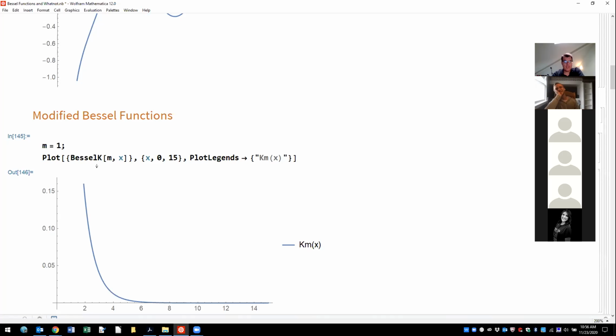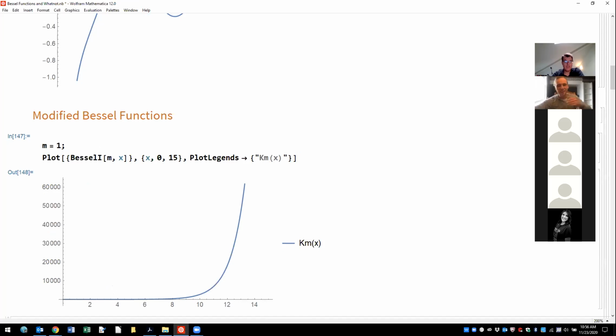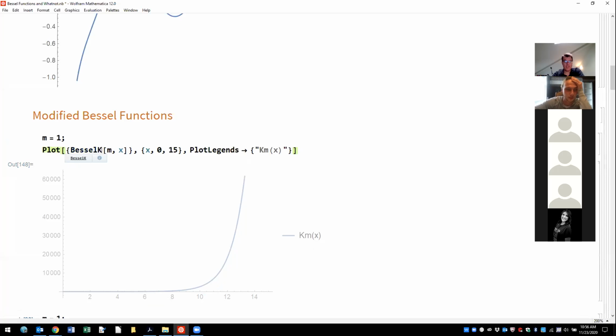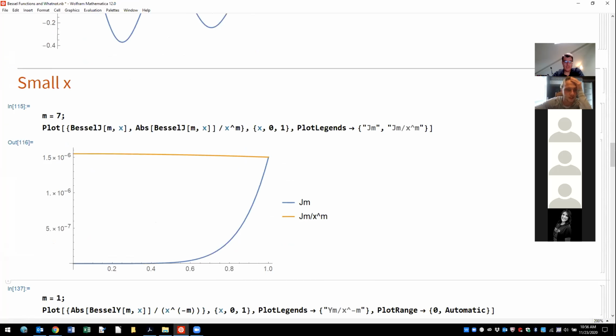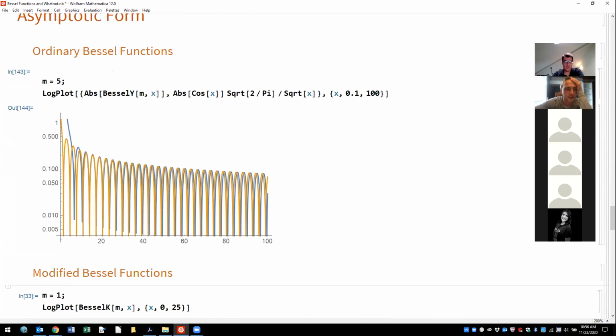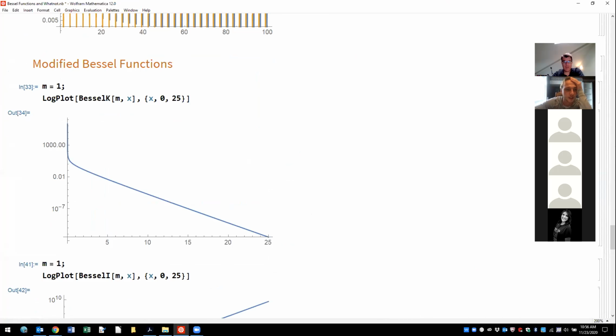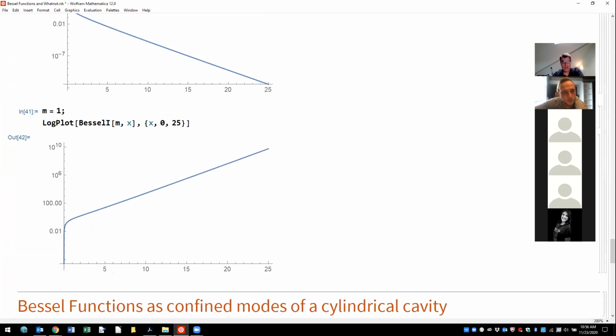But what I want you to notice is that the modified Bessel functions look like they're either blowing up exponentially or decaying exponentially. And there's a reason for that. Let's just confirm that with a log plot. Sure enough, when you plot on a logarithmic scale, the K sub m functions decay linearly, because remember, the logarithm of an exponential is a straight line. The I sub m functions grow linearly on the log scale, because the logarithm of an exponential is a straight line.